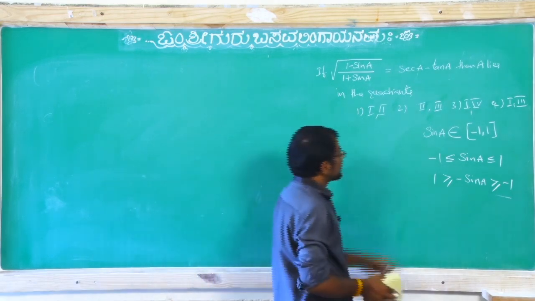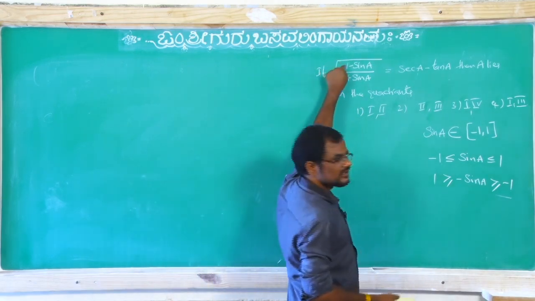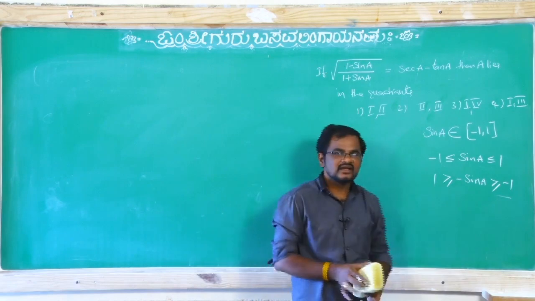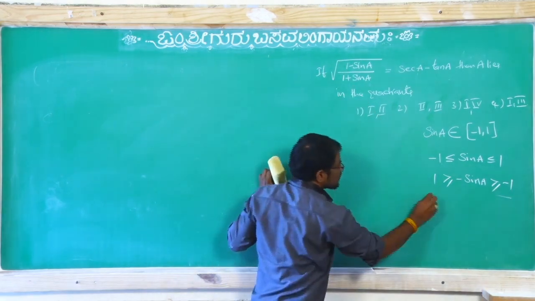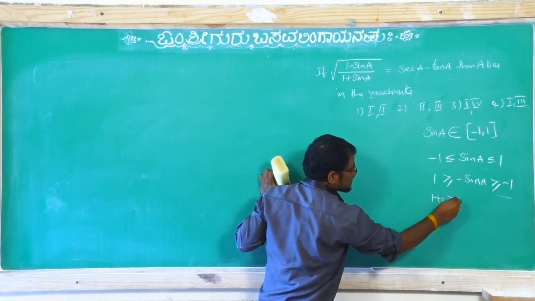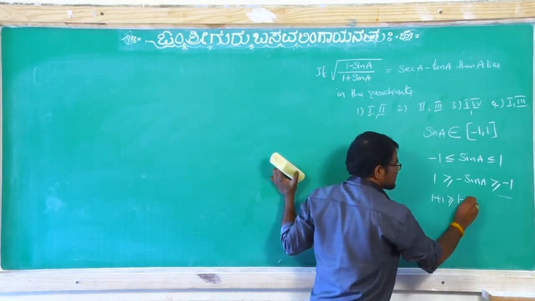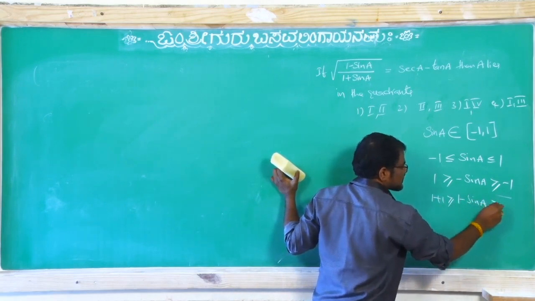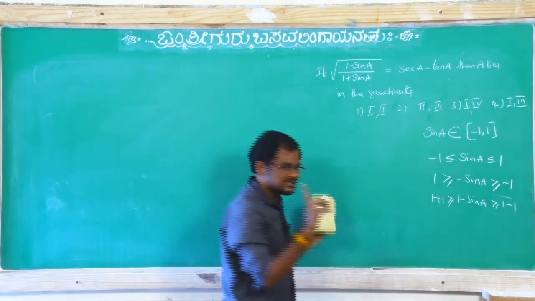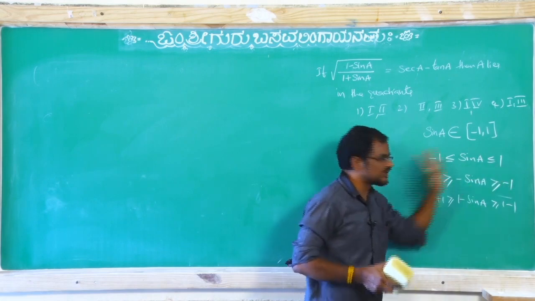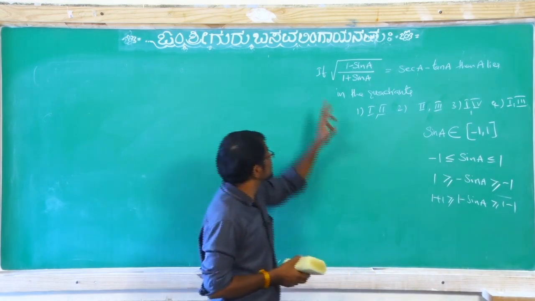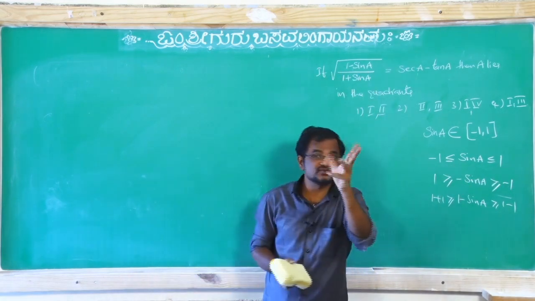Now again what do you want? The minus 1 sign is there. Again add 1. If you add 1, what will we get here? 1 plus 1 greater than or equal to 1 minus sin A, next greater than or equal to 1 minus 1. Listen here. Sin A exists from minus 1 to 1, but I will check where 1 minus sin A exists.